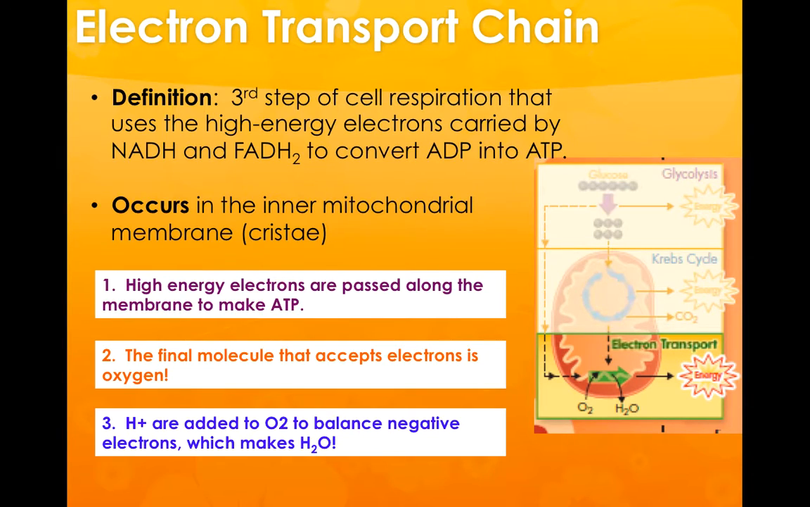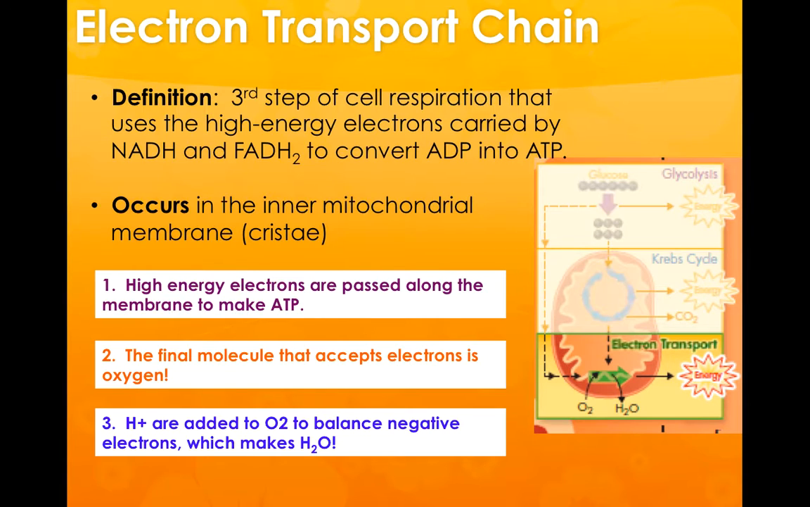Okay, the third and final step of cellular respiration is the electron transport chain. This is the third step of cell respiration that's going to use all those high energy electrons that are carried down to the ETC by NADH and FADH2 to convert ADP into ATP on the electron transport chain.